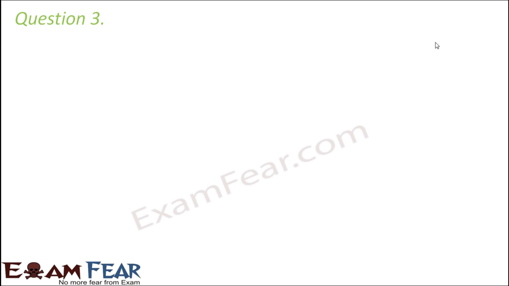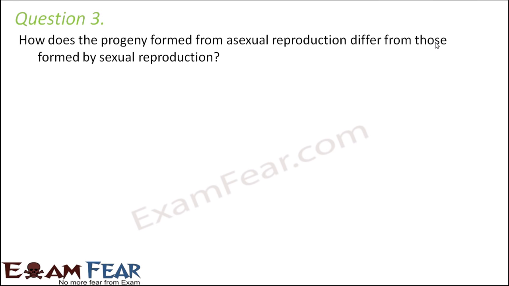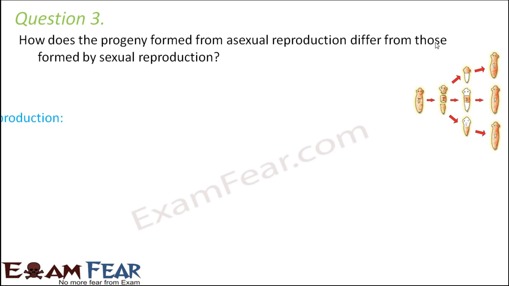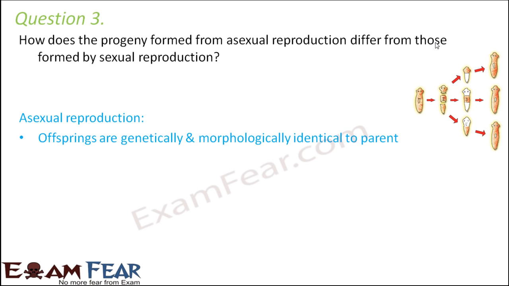Let us look at question number 3. How does the progeny formed from asexual reproduction differ from those formed by sexual reproduction? Now, as we already discussed, in case of asexual reproduction, since only one parent is involved, therefore the new individuals which are formed are exact copies of the parent. So, the offsprings are genetically and morphologically identical to parent. So, that is one thing.